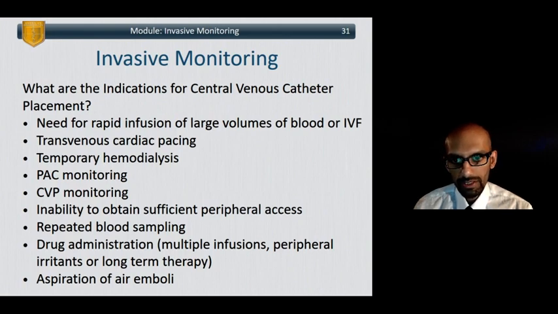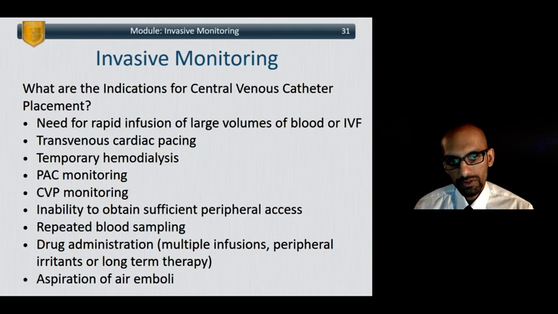So again, moving on with central venous catheter placement. Of course, a short list of indications for placement of central venous catheters. The need for rapid infusion of large volumes of blood or fluid, transvenous cardiac pacing, temporary hemodialysis, pulmonary catheter monitoring, so you might need a conduit for that, CVP monitoring, inability to obtain sufficient peripheral access, repeated blood sampling, vasoactive drug administration, and aspiration of air emboli.